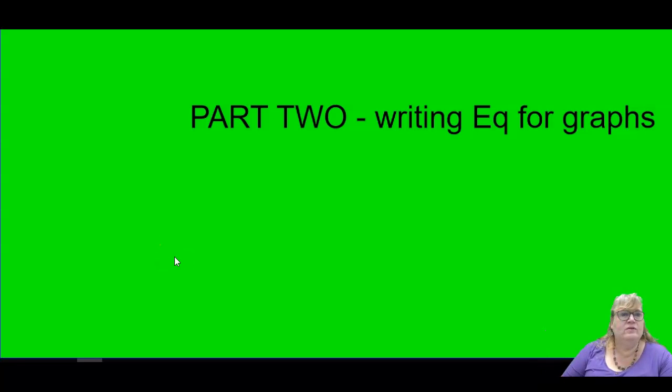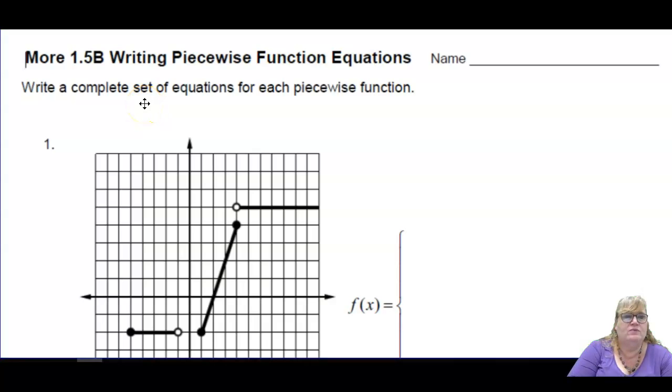Alright guys, one more video on Piecewise, and we're finally finished with all the videos for 1.5. We did parent functions, 2 videos on transformations, 2 videos on Piecewise. Alright, so this is part 2. We are writing equations given the piecewise graph.